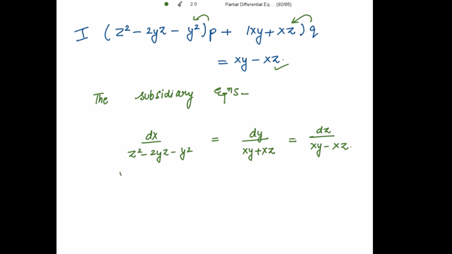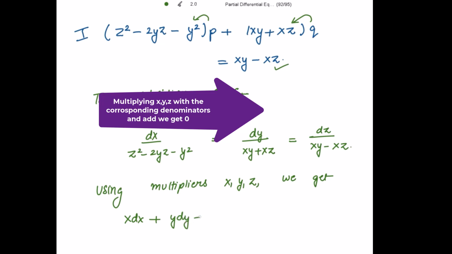If I multiply this denominator with x and this denominator with y and this denominator with z and add all these, I will be getting this to be equal to 0. So I am using the multipliers x, y and z. This is one way of getting the solution. Using x, y, z, we get x dx plus y dy plus z dz equal to 0, right?